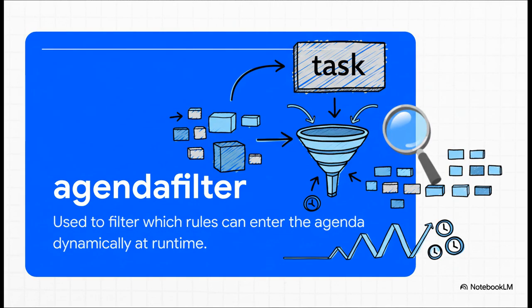Next up, agenda filter. And this is where things get really cool and dynamic. Instead of just letting every possible rule run, an agenda filter lets you apply a custom filter while the code is running. This means you can decide right in the moment which rules should even be considered for firing. Why would you do this? It's a massive tool for boosting performance and precision, especially in really complex situations.